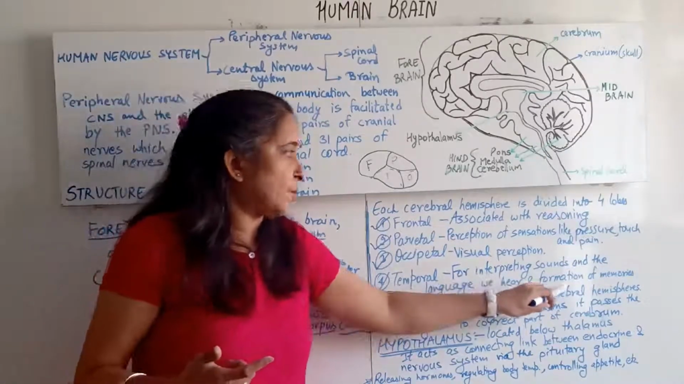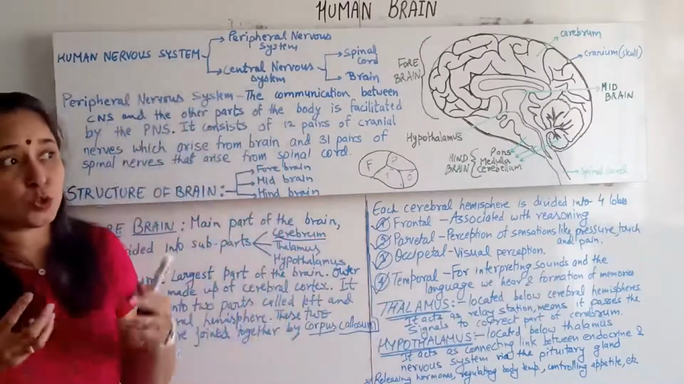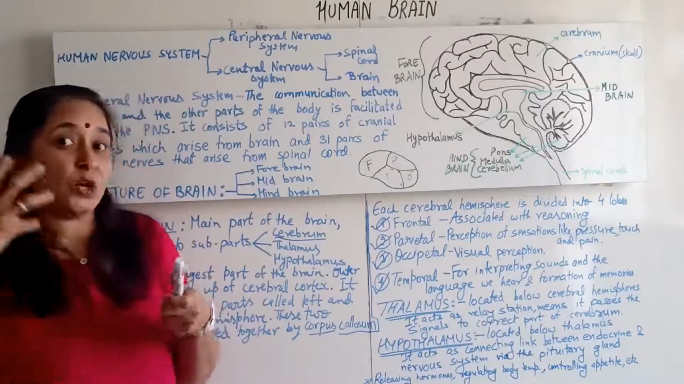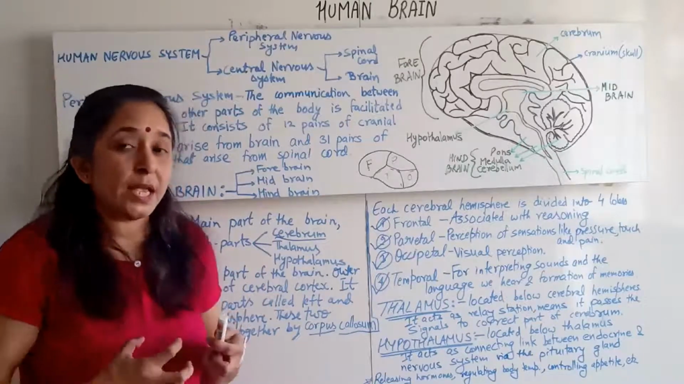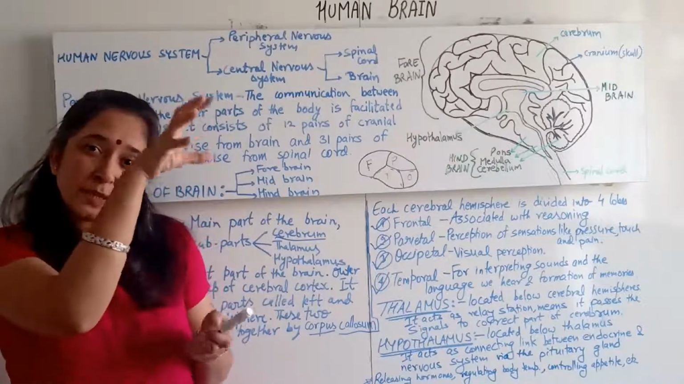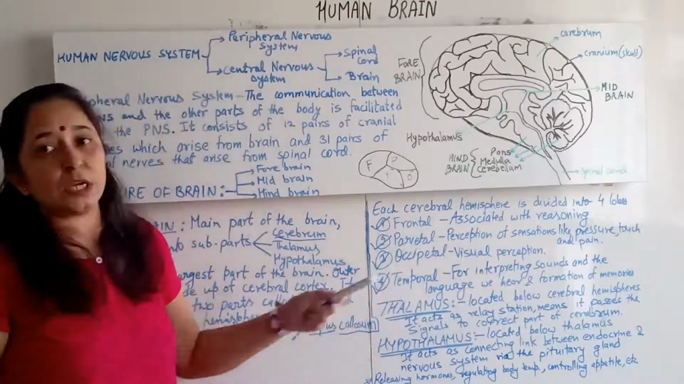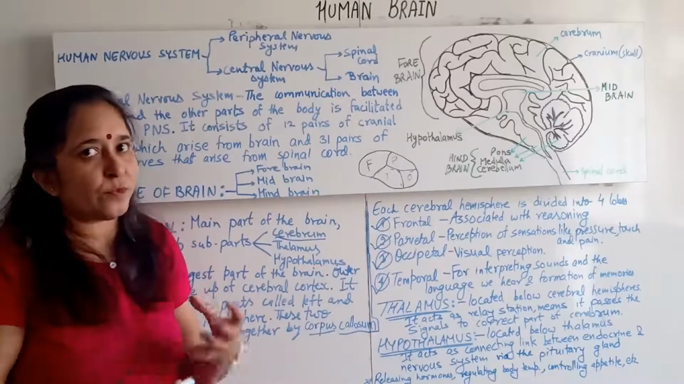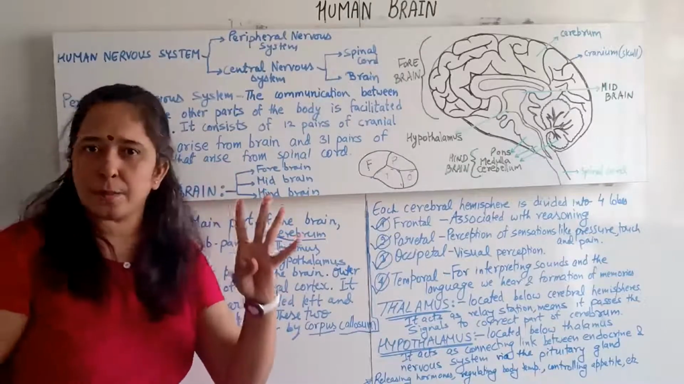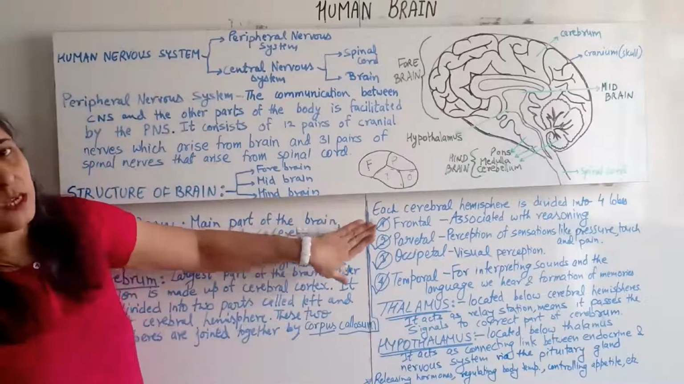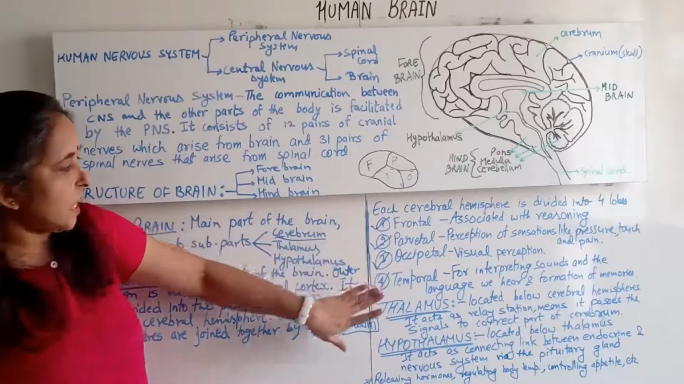Okay. And formation of memories. So to understand the language, which type of sound is coming, we recognize it and then keep it as a memory. Okay, so these all are controlled by the temporal lobe. So these are the functions of the 4 lobes of cerebrum. Fine, that is frontal, parietal, occipital and temporal.